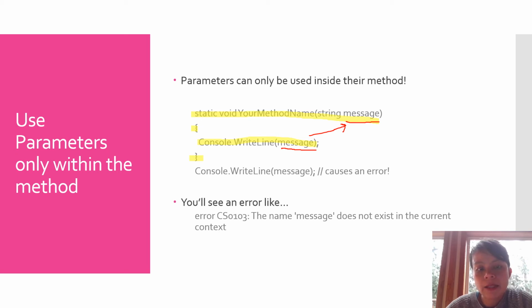But you cannot call it outside. See this Console.WriteLine? This is outside of this method here. So you cannot call message here. It causes an error. So you'll see an error like the name message does not exist in the current context.